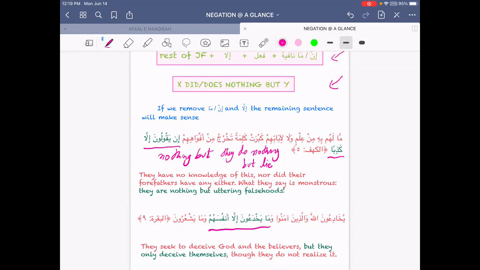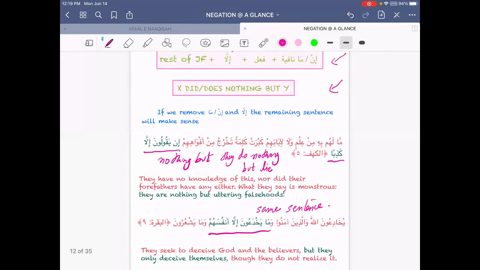It doesn't mean that you see ma and in one ayah and you're seeing illa after a couple of ayahs and you then translate it accordingly. No, it should be in the same sentence. Okay? So it should be one by one, right? Like in plus fi'l plus illa. Yes. Okay. That is the construction of this negation.